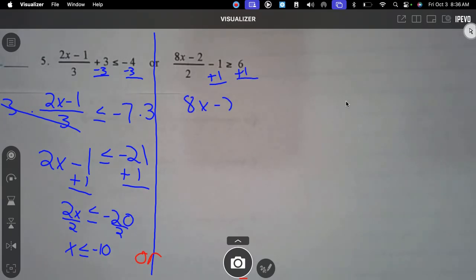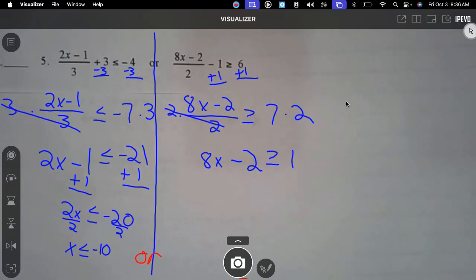So all of this greater than or equal to 7. Then what do we do? Multiply by 2. So 8x minus 2 is greater than or equal to 14. Add 2. Add 2. Y'all got this down. 8x is greater than or equal to 16. And last step, divide by 8. If this isn't algebra, I don't know what is. Look at all this.